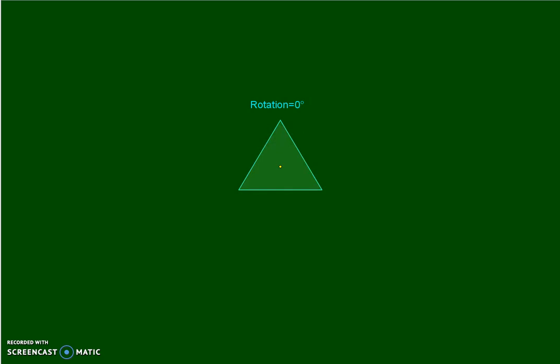Now, let's try a hexagon. Here's the hexagon. Let's start rotating it. We rotate it 60 degrees. It has rotational symmetry. 120 and 180. So a hexagon, these are all regular polygons, it has 180 degree, 120 degree, and 60 degree rotational symmetry. So that just gives you an idea of how different objects can have different types of rotational symmetry.